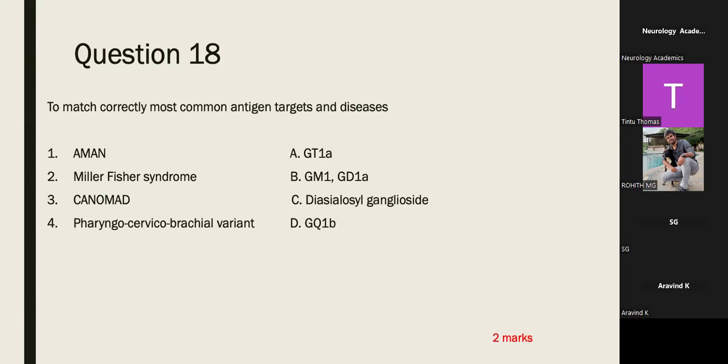Question 18, to match correctly most common antigen targets and diseases. On the right side, we have AMAN, Miller-Fisher syndrome, CANOMAD, and pharyngocervicobrachial variant. On the left side, we have A, GT1a, B, GM1 and GD1a, C, disialosyl ganglioside, and D, GQ1b.